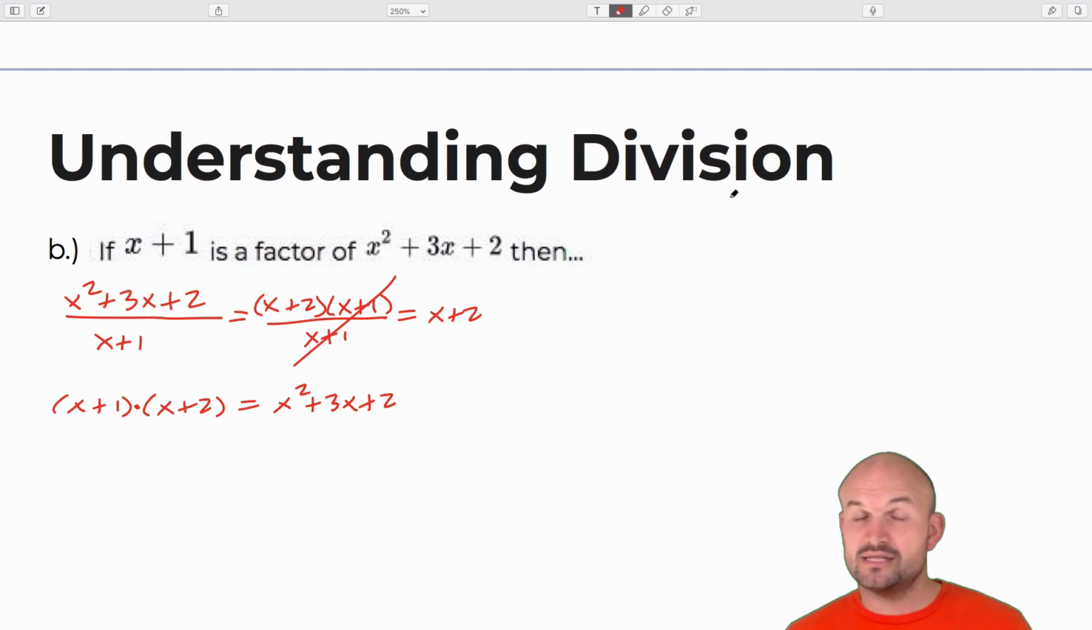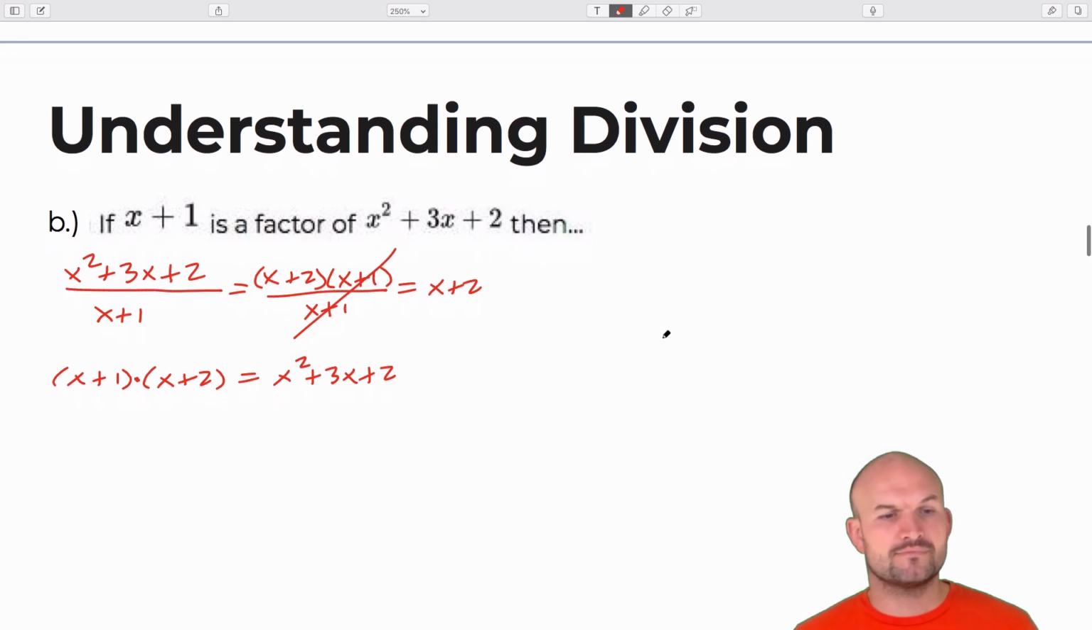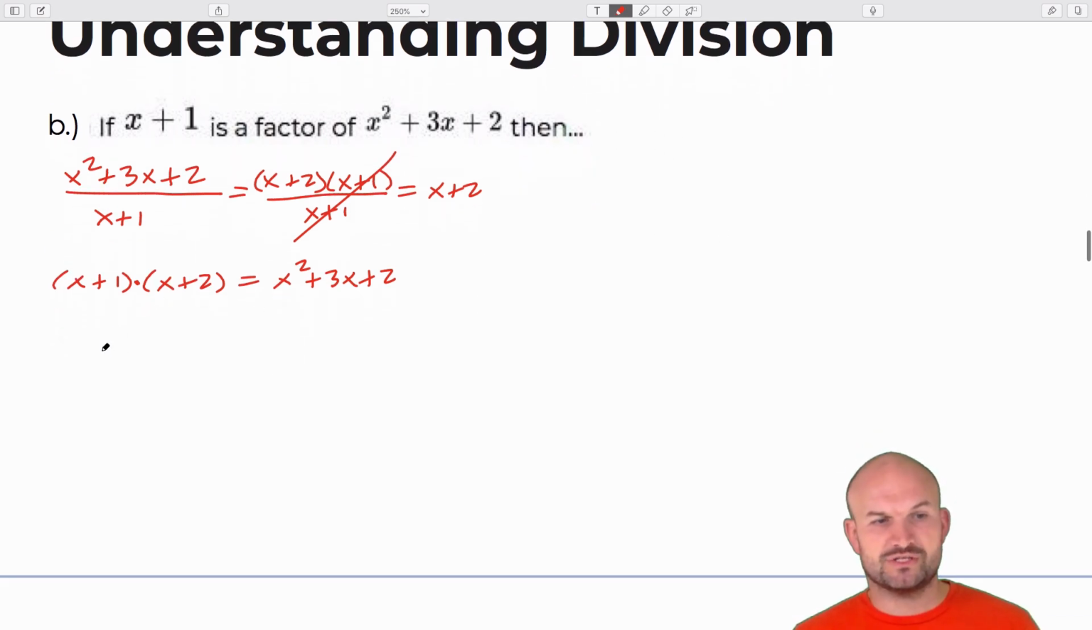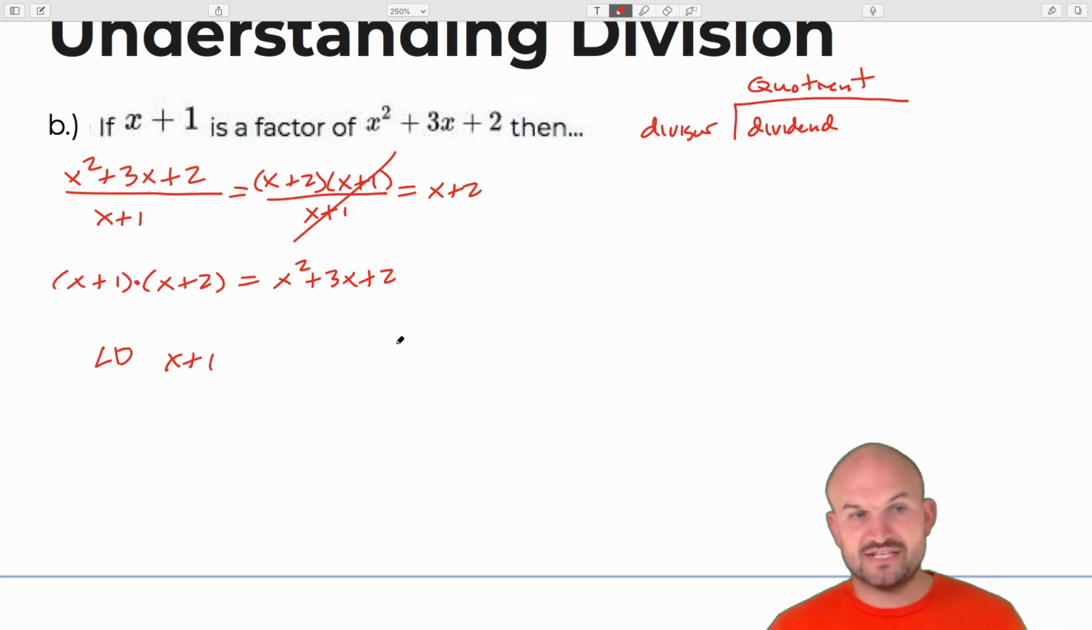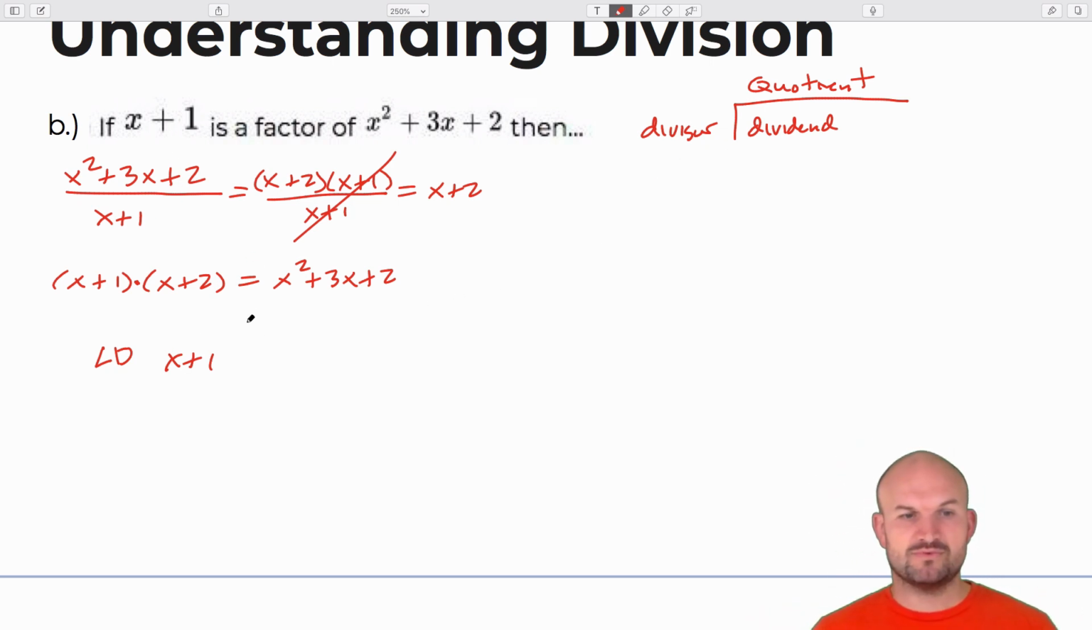So there's basically two methods that we're going to work with for division. The first one is going to be long division. Long division is kind of like our pure division, all right? When we're doing long division, basically we're going to take your divisor, and actually let's do long division here. So we have our divisor, our dividend, and this is our quotient. The divisor is what you're dividing by, which is x plus 1. And then we're going to divide that into x squared plus 3x plus 2.